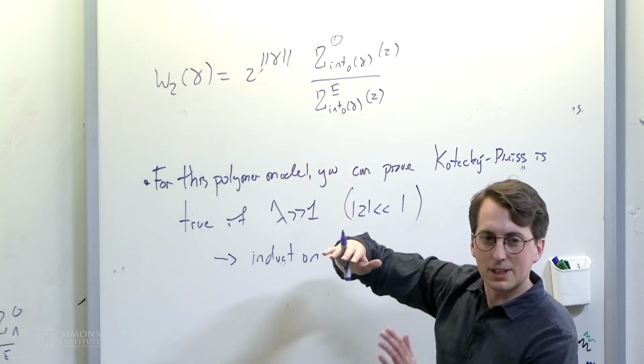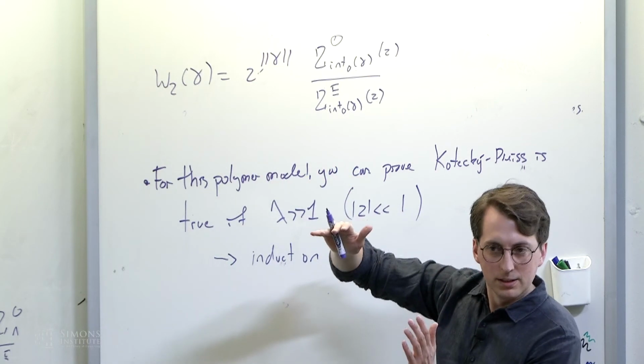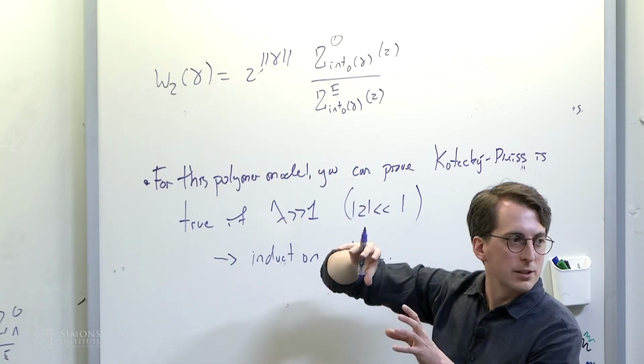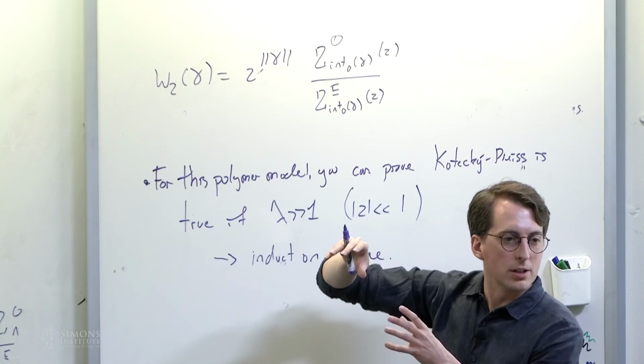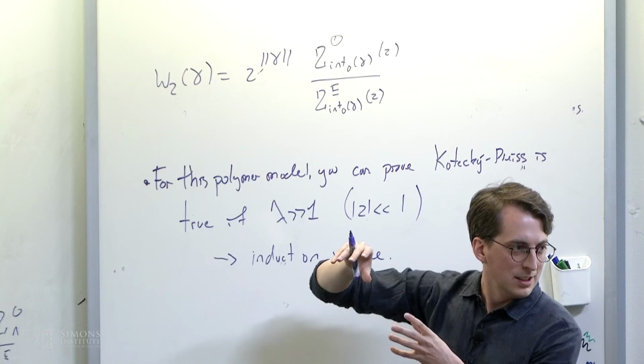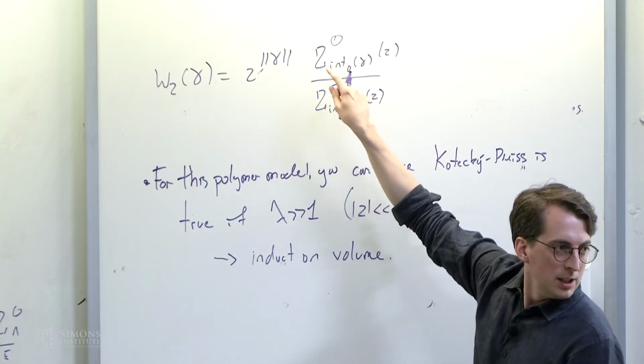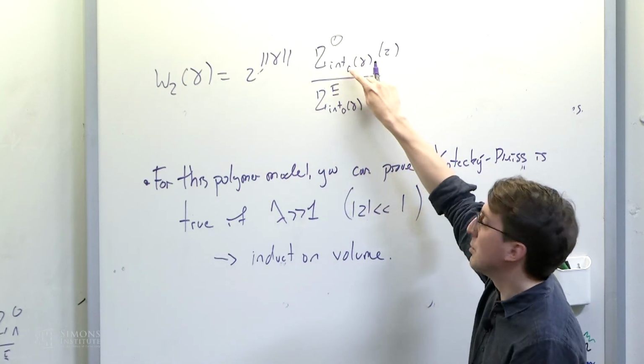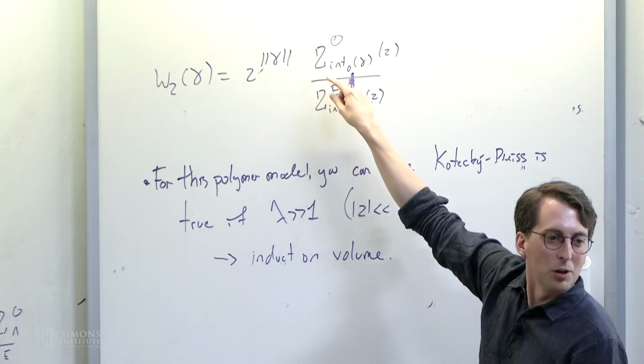Once you do that, you look at contours of size 1 bigger. Any of their interior components can only contain smaller contours. And you already understand smaller contours by induction. So you can control this ratio by using the cluster expansion, which you know applies because they only contain small contours.